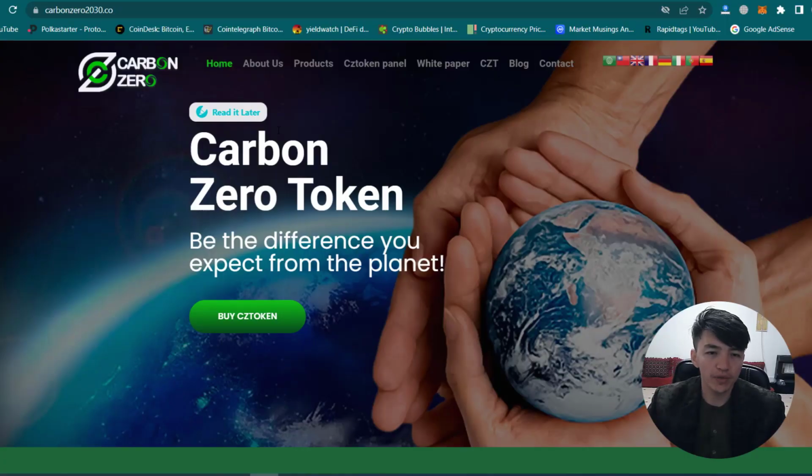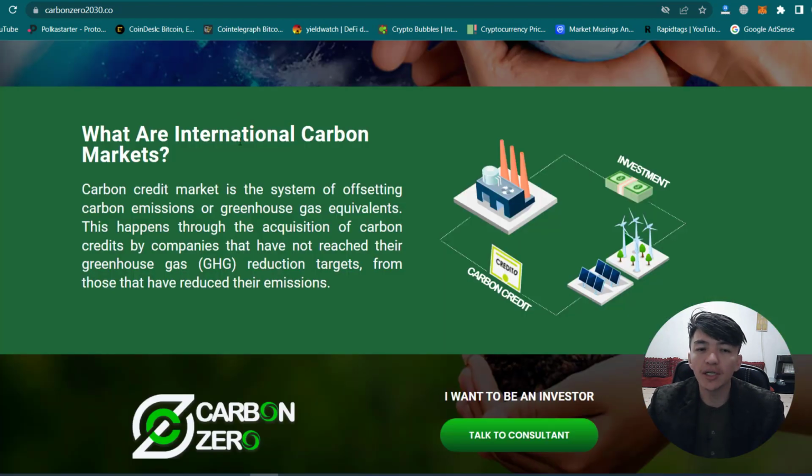This is the official website, Carbon Zero token. Be the different you expect from the planet. What are international carbon markets? Carbon credit market is the system of offsetting carbon emissions or greenhouse gas equivalents. This happens through the acquisition of carbon credits by companies that have not reached their greenhouse gas reduction targets from those that have reduced their emissions.